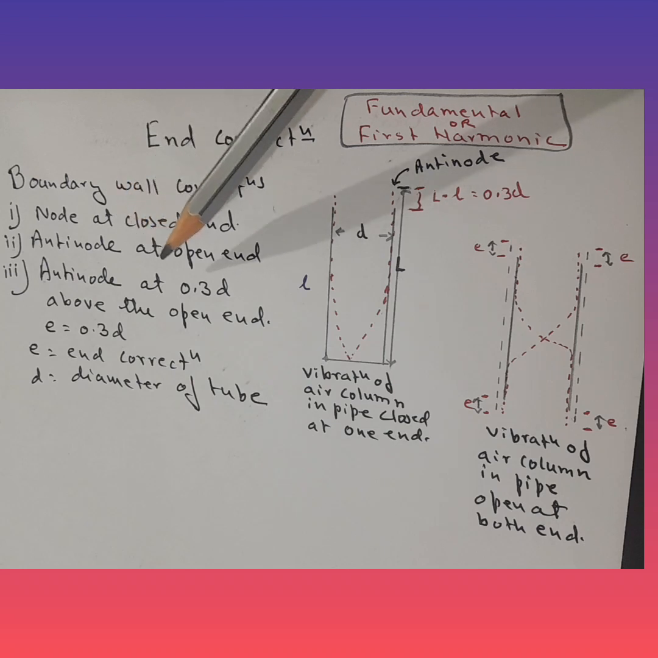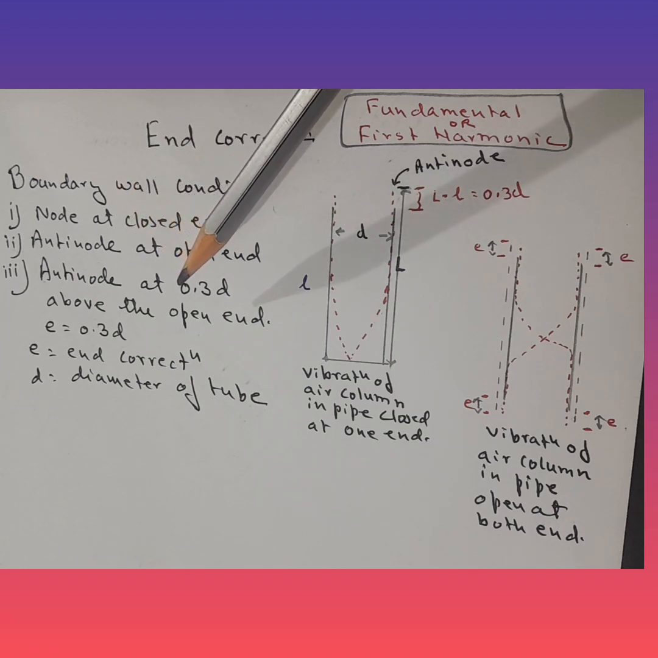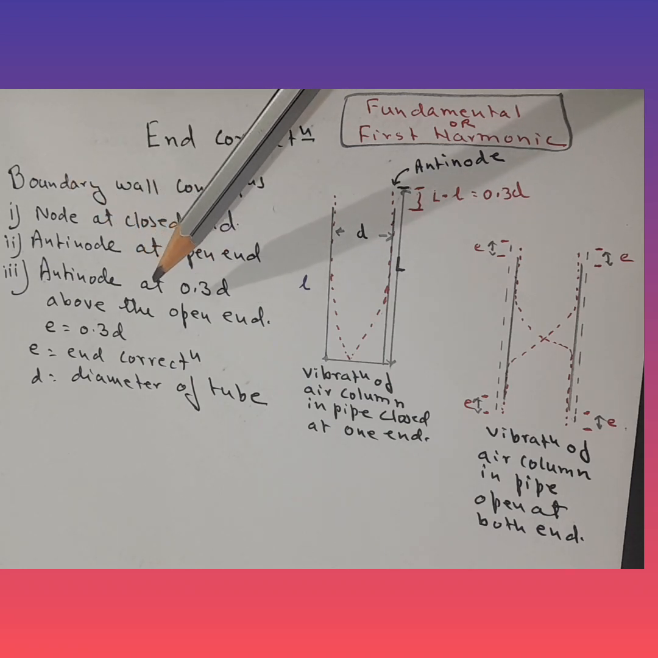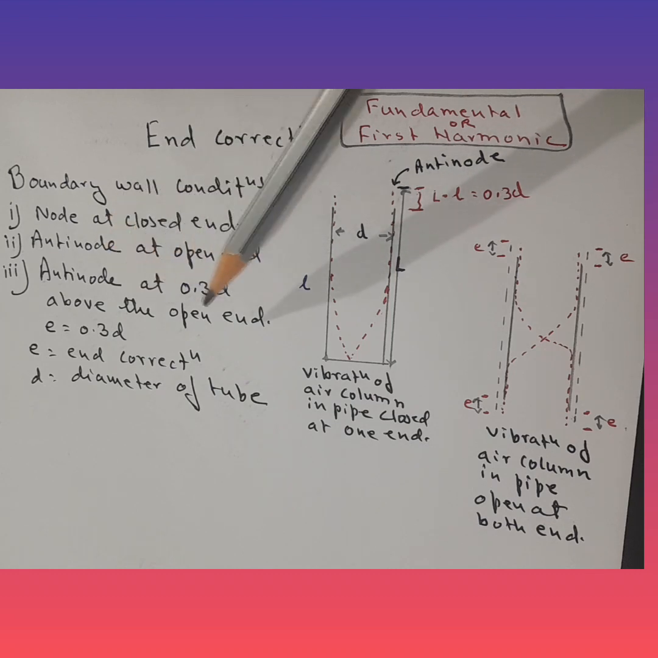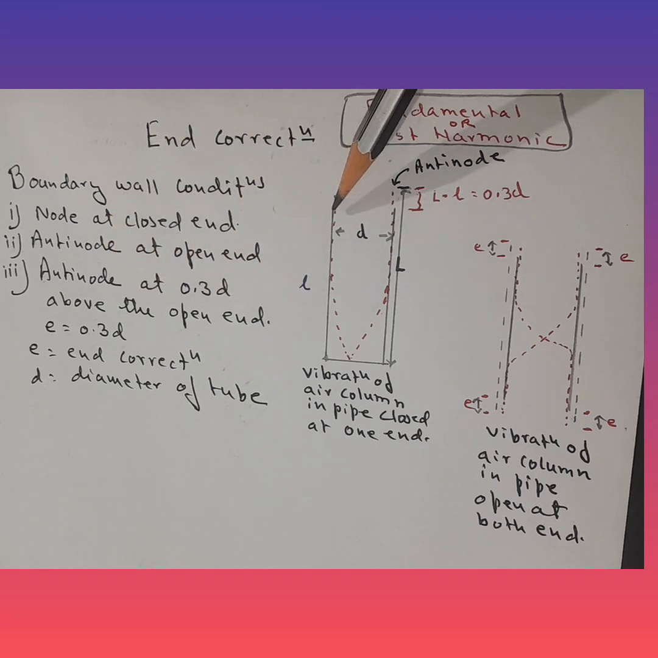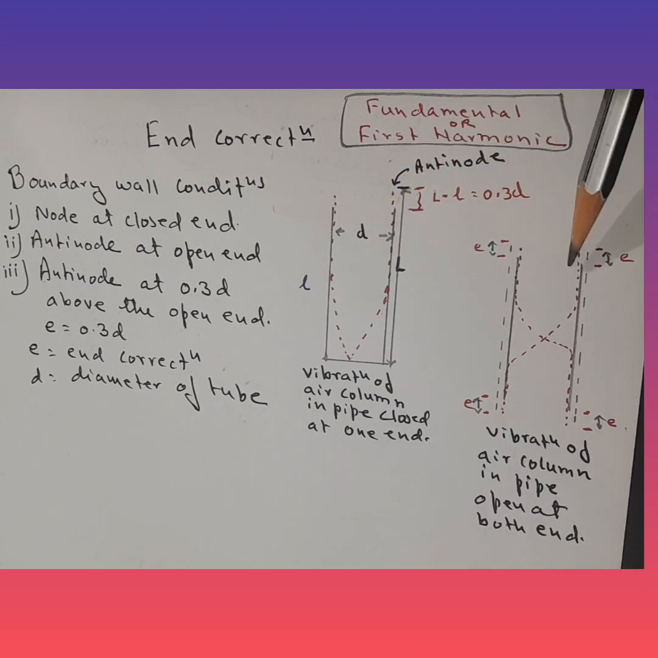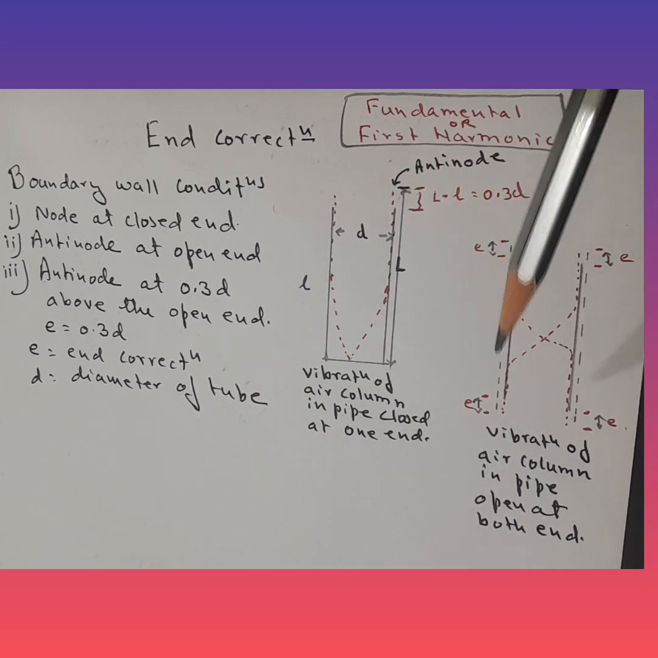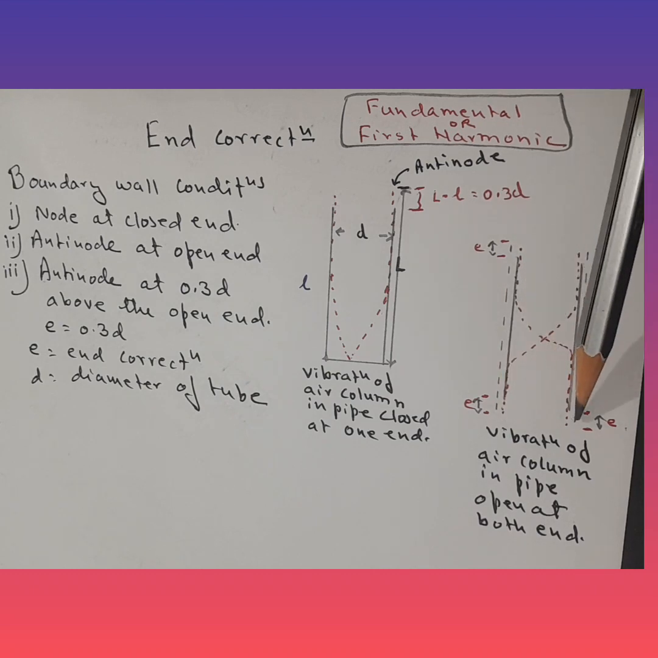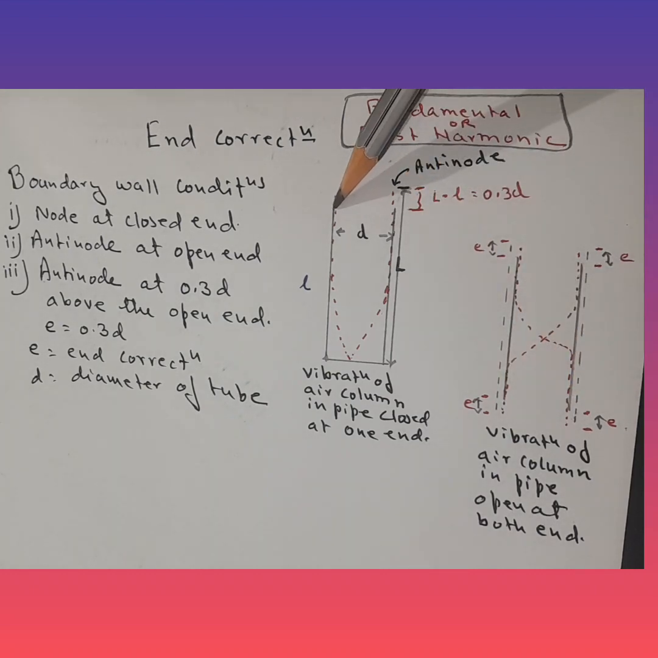Alright, done. The third one which we are doing now is antinode at 0.3D above the open end. When you check out over here, you will find the antinode of air column vibrating in pipe is slightly above the closed end. Alright, here also we find it is slightly above the closed end. Here also it is slightly above the closed end. That distance from closed end is 0.3D.